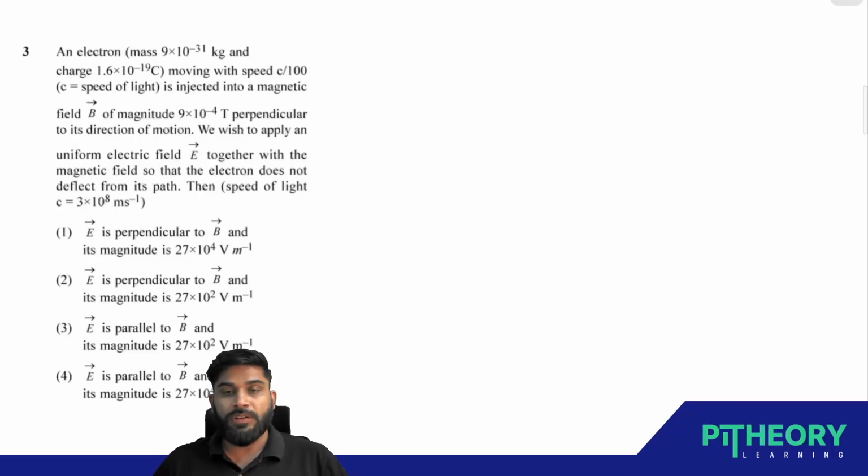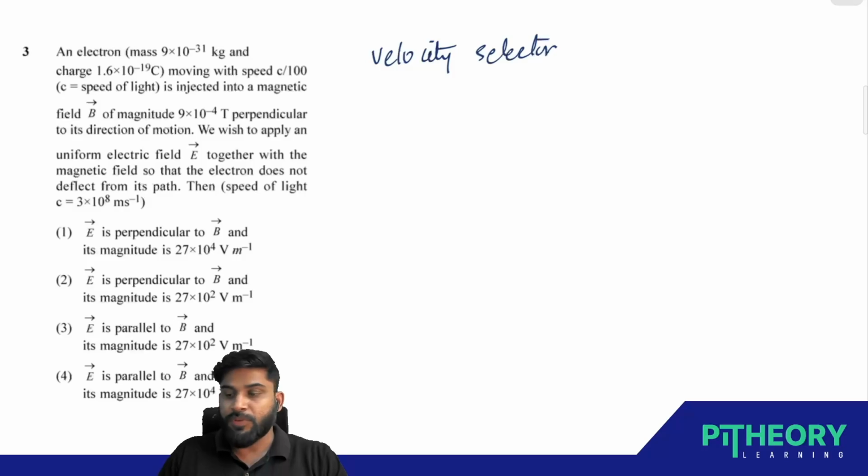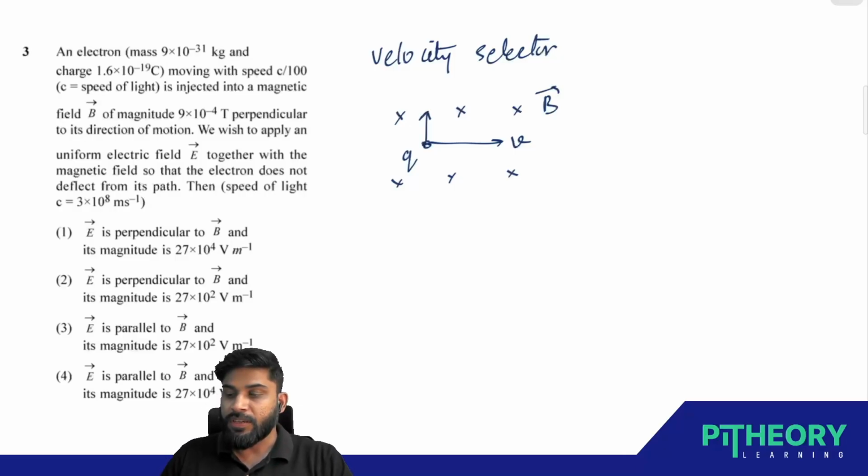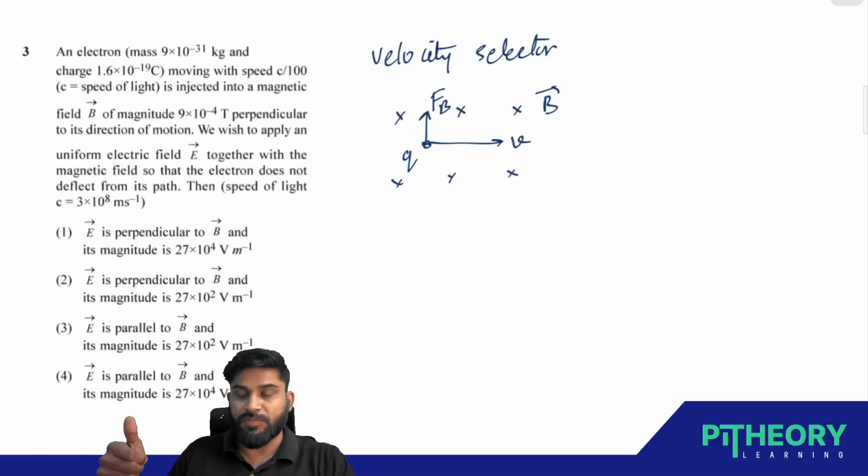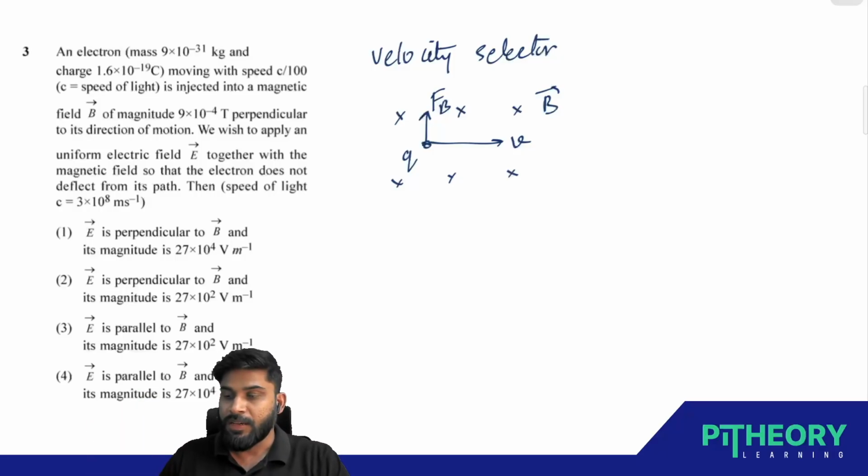So what is the concept behind this? This is simply the case of a velocity selector. Suppose a charged particle Q is moving with velocity v, and perpendicular to this you apply a magnetic field. If this is a positively charged particle, it experiences a magnetic force in the upward direction, V cross B. If you take it, it will be in the upward direction. This charged particle will be experiencing a force.